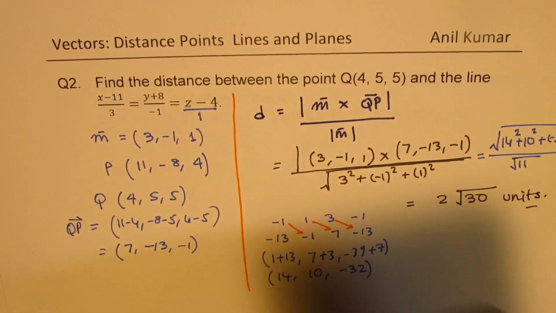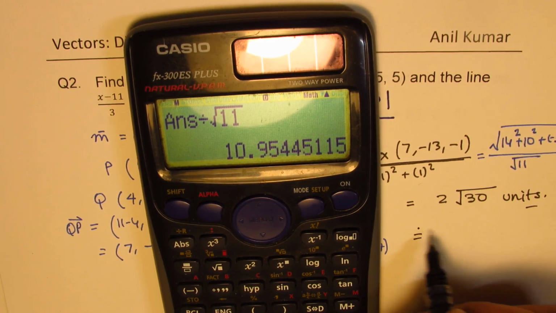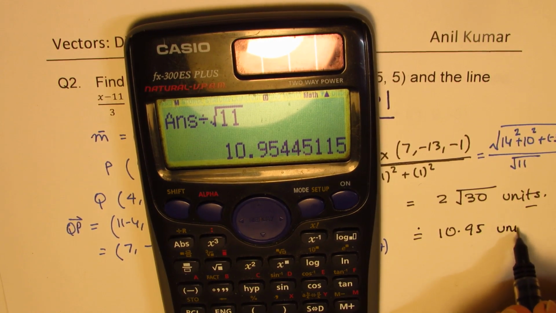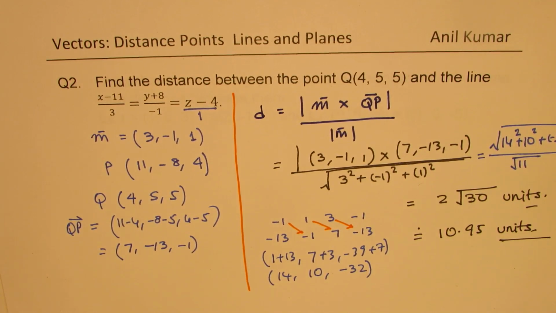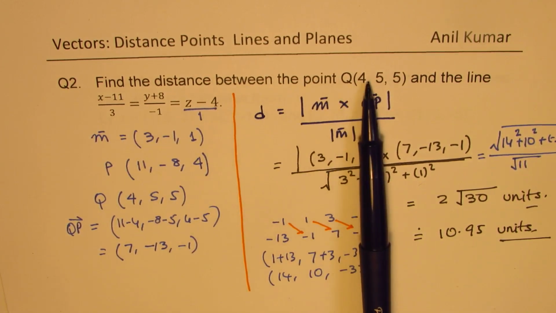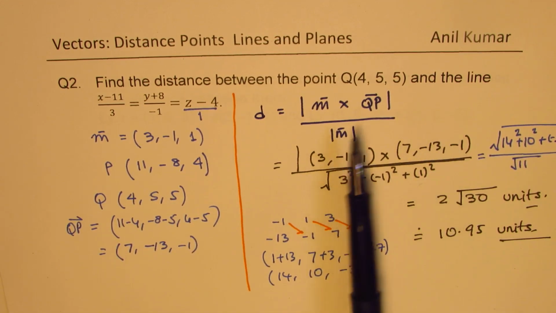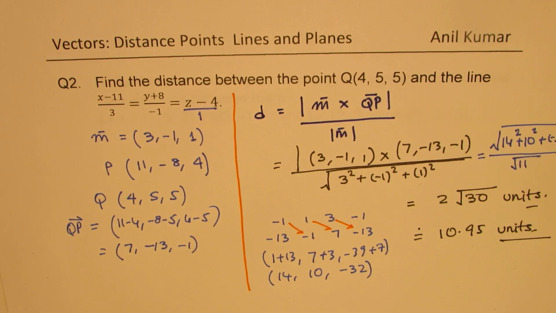You could write this in decimal value also, it doesn't matter. So which is approximately equal to 10.95 units. I hope the steps are absolutely clear. The idea here is to find the normal between this point and the line, and then we can easily find the distance. That cross product gives you the normal. Perfect. So let's move on and now take question number 3.